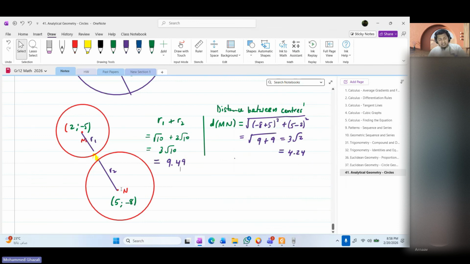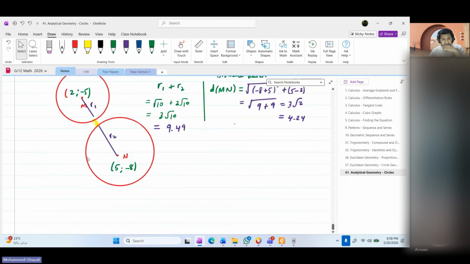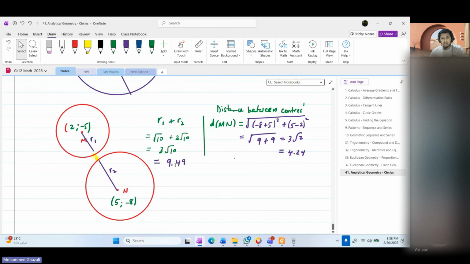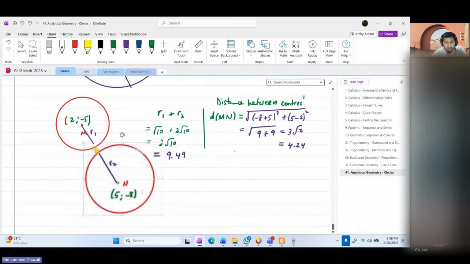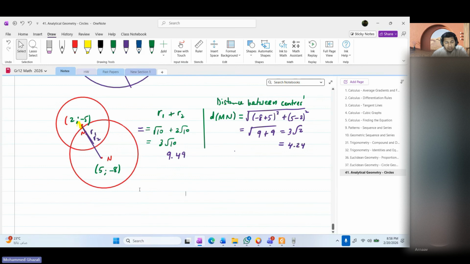So basically, the distance between the two centers, you don't have a case like this. The distance between the two centers is smaller than the sum of the radius. So basically, what's happening here is that these circles are definitely not disjoint. It's basically intersecting. It's like this. See, I'm moving it there. Right? So now, if I take R1 plus R2, if I take the distance between the two centers, is 4.24, but if I add the radius, I'm getting 9.49.